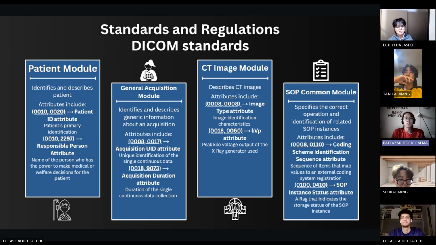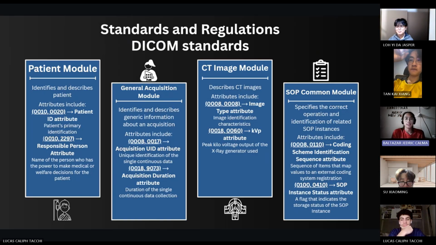First, DICOM standards ensure CT images and related data are stored and shared consistently. A key component is the patient module, which identifies the patient using attributes such as patient ID and responsible person, ensuring accurate patient identification. The general acquisition module records how the scan was performed, including the acquisition UID and scan duration.